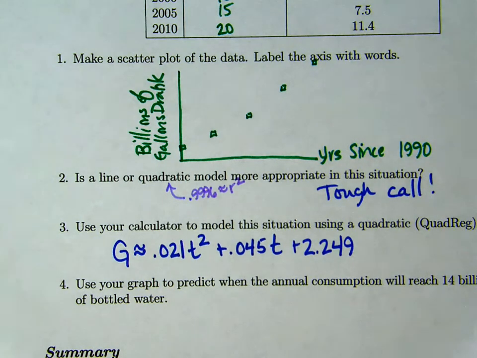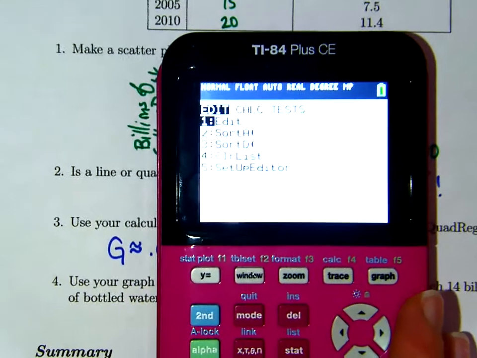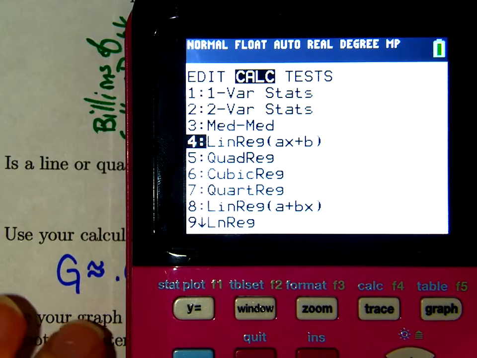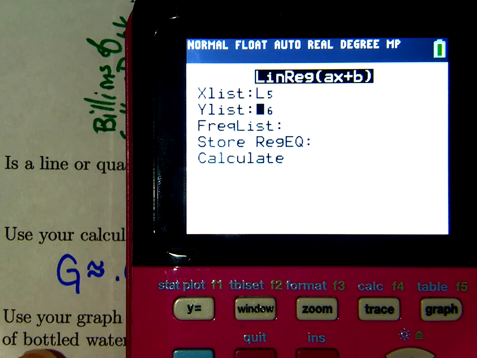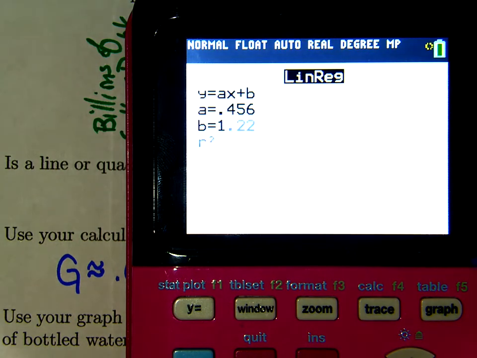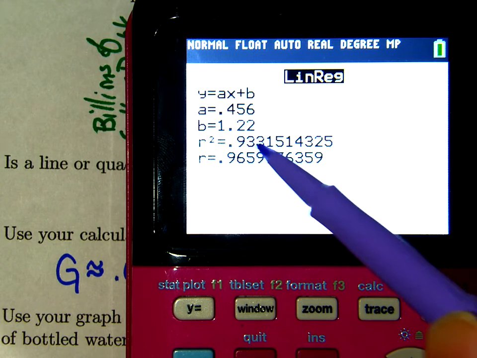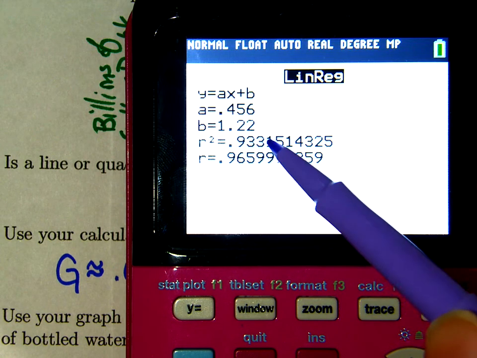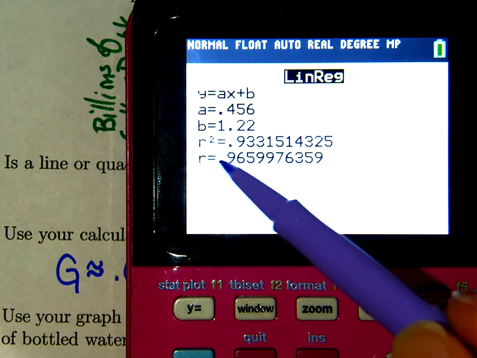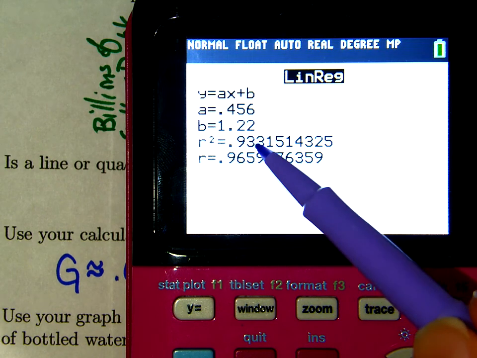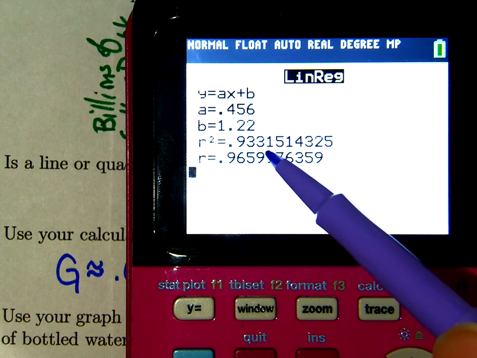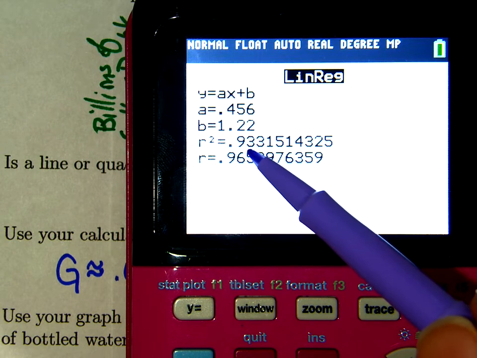Now, I'm going to go calculate the linear regression, and let's see what happens there. 0.933, so it's pretty good still. It would still get an A, you know, it's 96%, that's pretty good, but it's just not as good, right? So it has a little bit of curvature visually speaking.